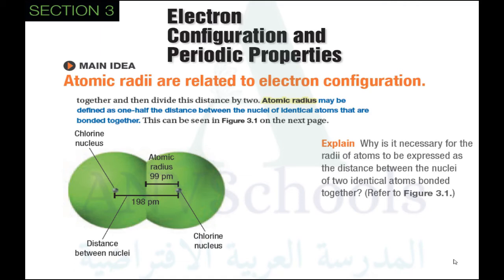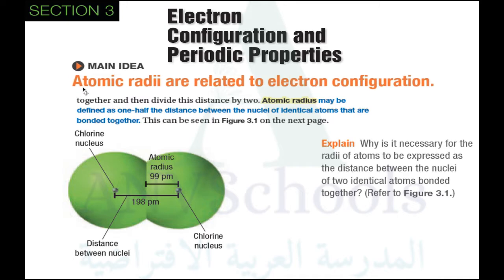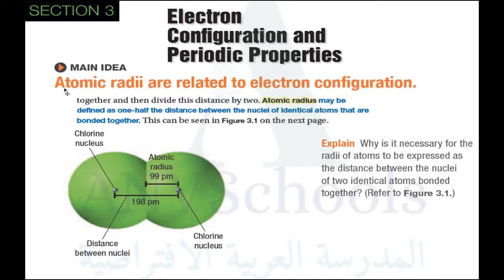Okay, this is chapter 5, section 3, electron configuration and the periodic properties. So, our main idea is we start from characterizing the atomic radius. Here, I might present one question: why is the atomic radius of an atom defined from the perspective of a bond? It says bonded together.